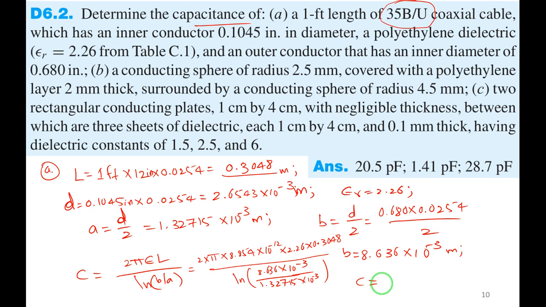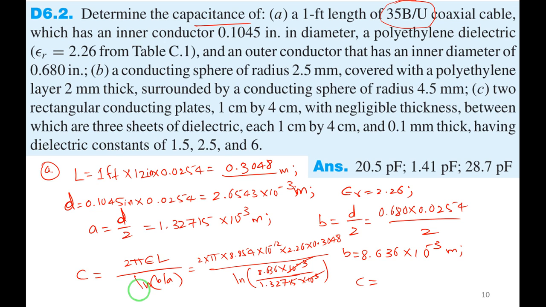So 2 into pi into 8.854 exponential minus 12 into 2.26 into 0.3048 divided by ln of open bracket 10 power minus 3, they will get cancelled, these two, right? So ln of b by a, ln of 8.636 divided by 1.32715. So we'll close it and do it.